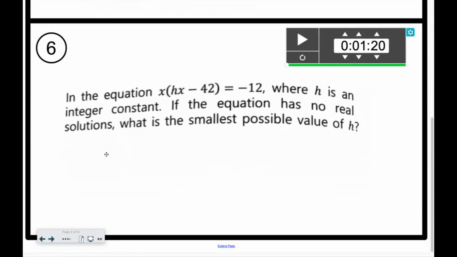Okay, on to number 6. So we have this equation where h is an integer. It has no real solutions. What's the smallest possible value of h?